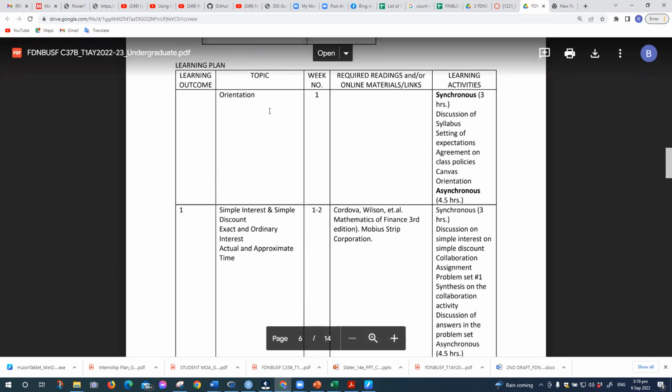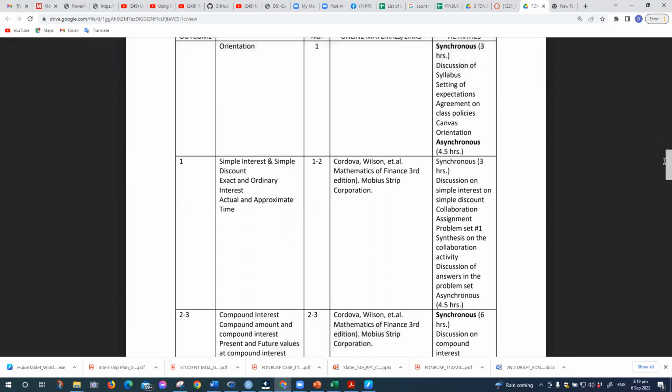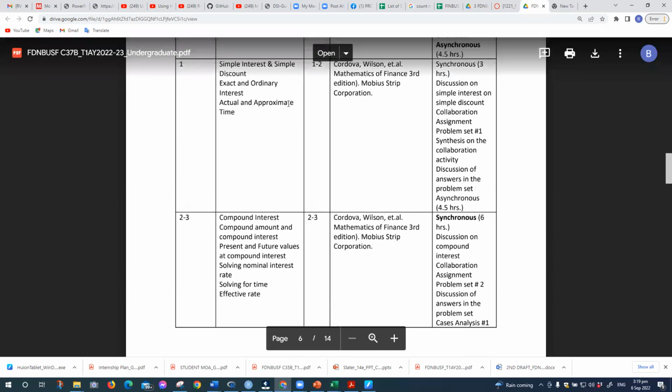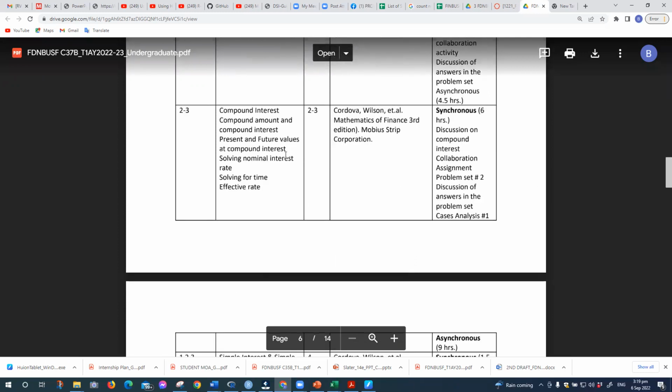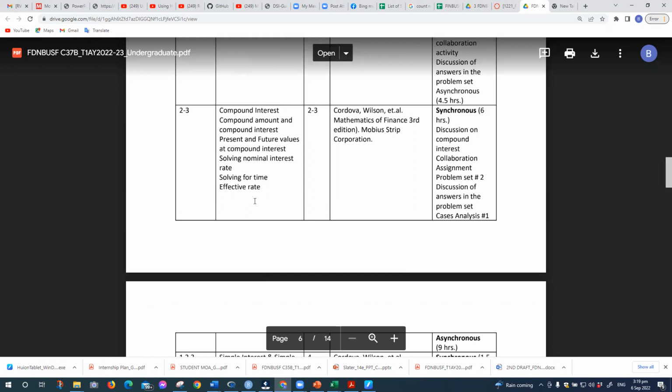Okay, so here we have our learning plan. Andito yung timeline natin ng mga lessons na pag-aaralan sa week 1 and 2. We have here simple interest, simple discount. And then ang interest kasi, dalawang klase yan. Exact interest at saka ordinary interest. Then we go to the more, hindi naman difficult, yung compound interest. Effective rates versus nominal rates, we're going to look into that.